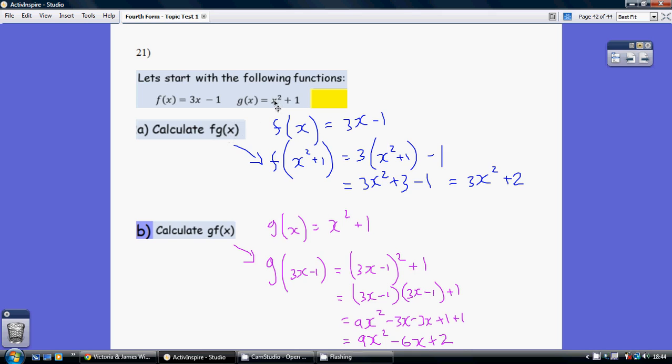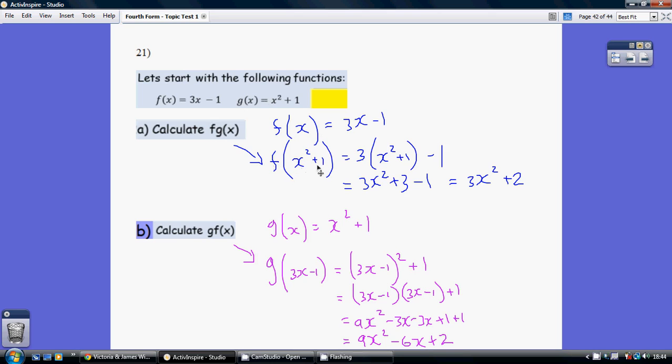Well, we start off with the x squared plus 1, the g of x, and pop that into the f of x function. So the g of x going into the f of x function. So f of x equals 3x minus 1. What are we popping into the f machine? We're popping the g of x in there. What is the g of x? It is x squared plus 1.